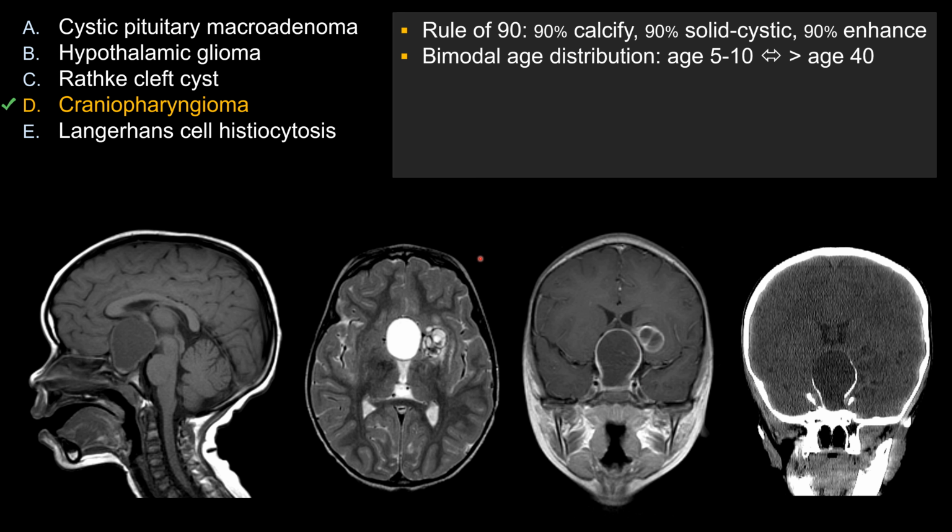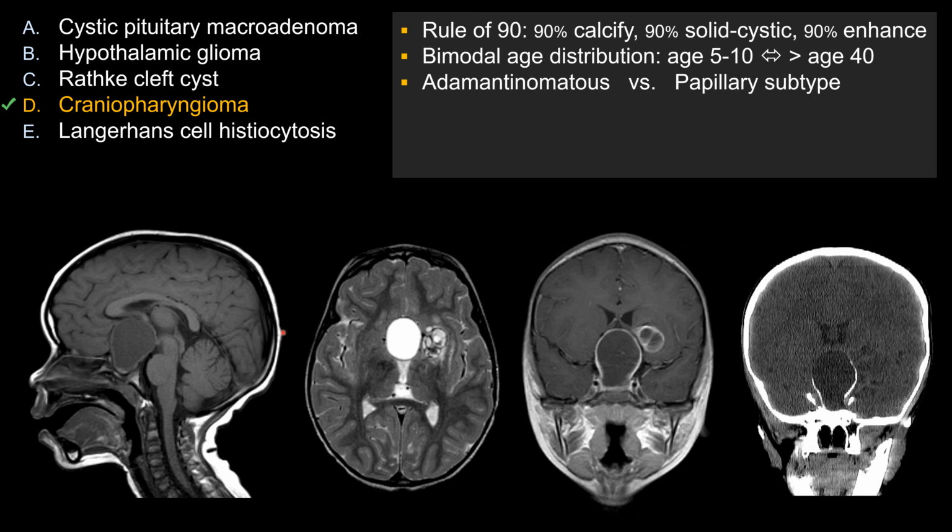The thing they can ask you that's unique about craniopharyngioma on board exam is the bimodal age distribution. They can occur in kids, like in this case, or they can occur after age 40, in middle age or older. For those two types, you can think of adenomatous versus papillary subtype. The adenomatous type is the classic kids craniopharyngioma.